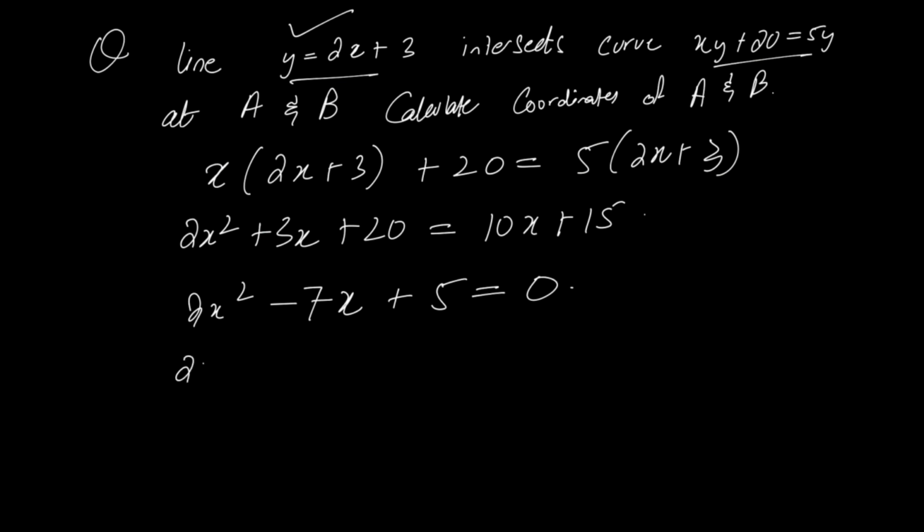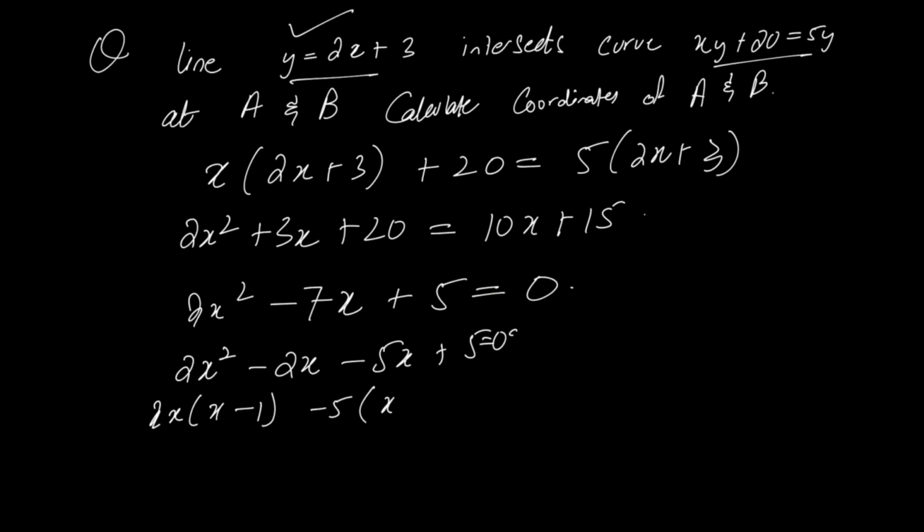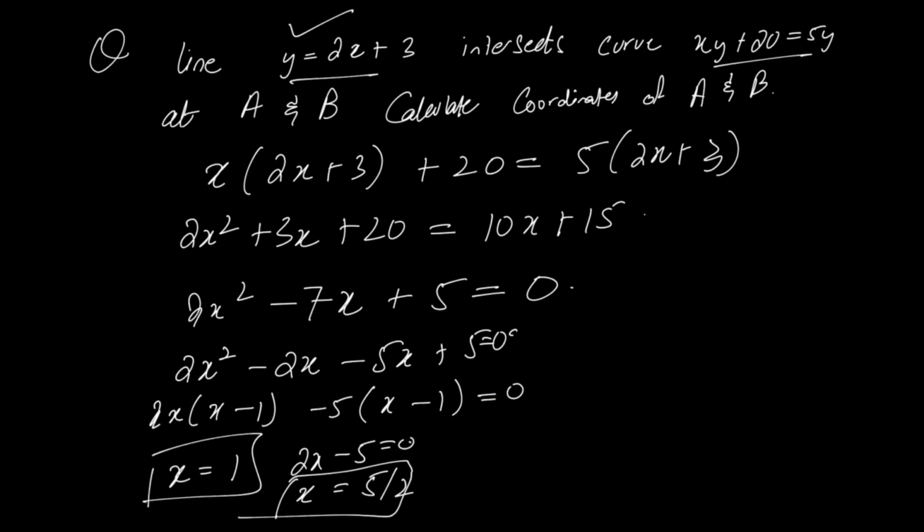You can use 2x square minus 2x minus 5x plus 5 is equal to 0. So you can take 2x common here, x minus 1, and you can take minus 5 common here, x minus 1. You'll get the value of x is equal to 1, and 2x minus 5 is equal to 0 will give you the value 5 upon 2. So these are the two values of x.